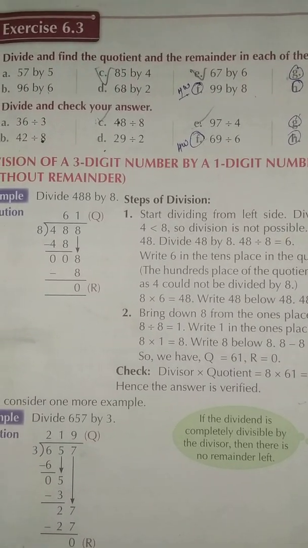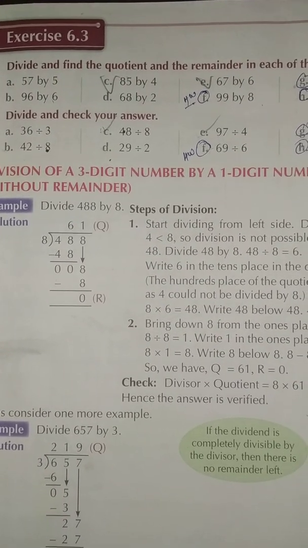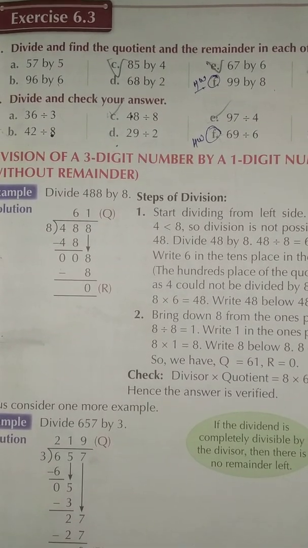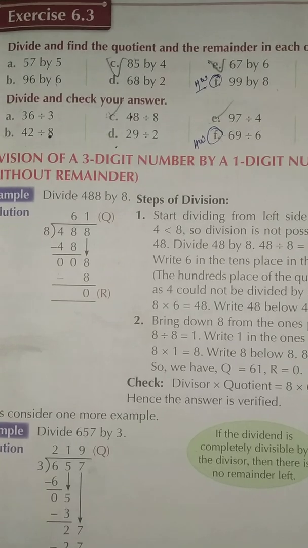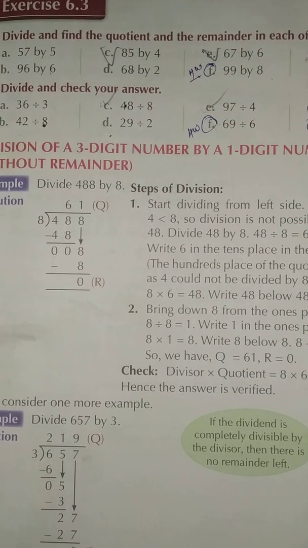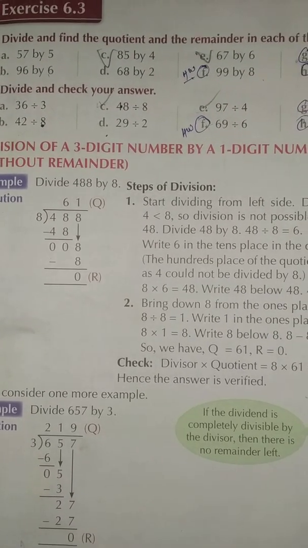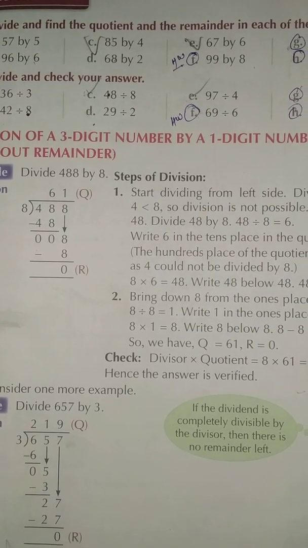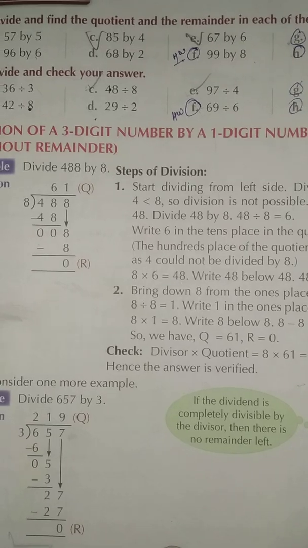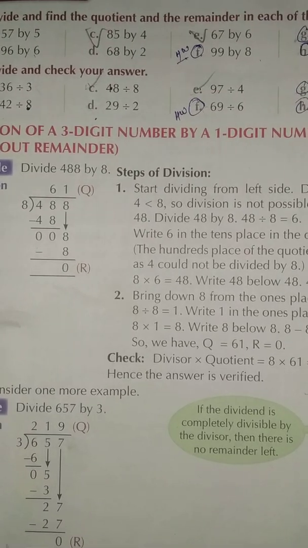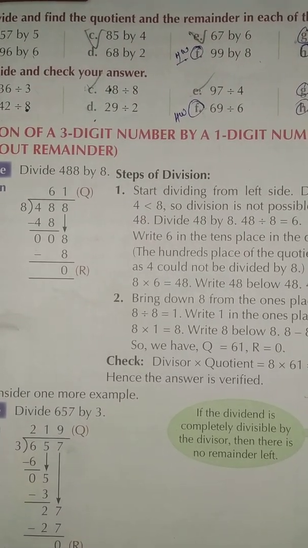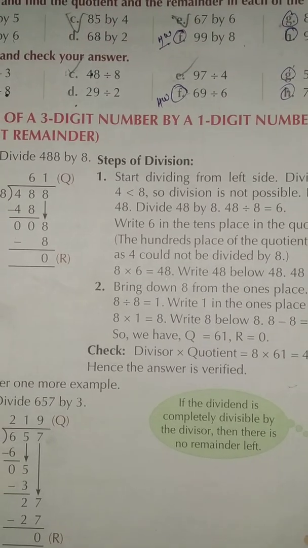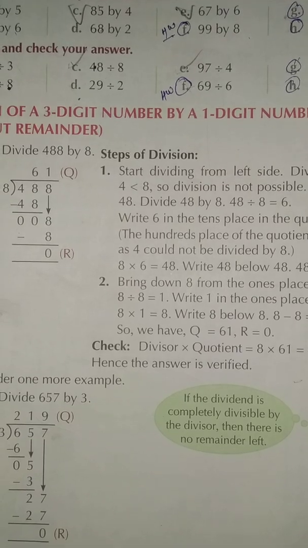Hello everyone. Students, today we are going to learn division of a 3-digit number with remainder and without remainder, and division of a 4-digit number with remainder and without remainder. Okay students? In the previous class we learned division of a 2-digit number with remainder and without remainder, isn't it? So here all the processes are the same. Division of a 2-digit number, a 3-digit number and a 4-digit number, all the processes are the same, okay?